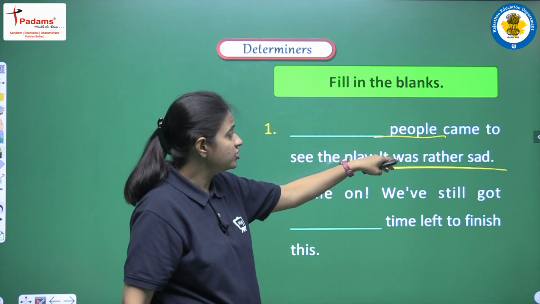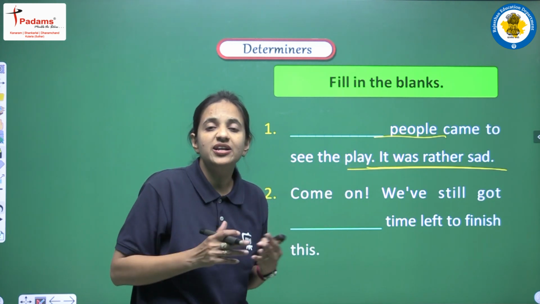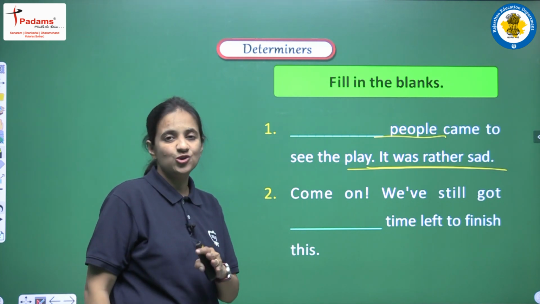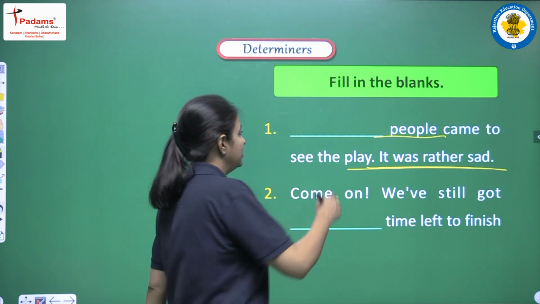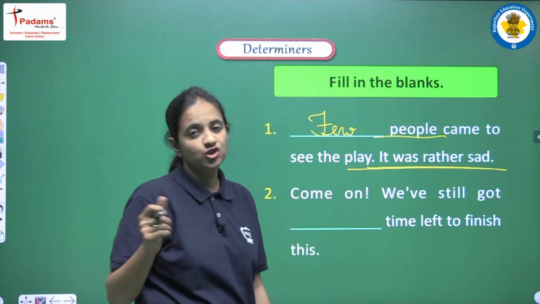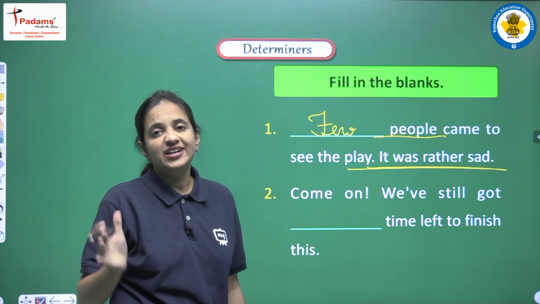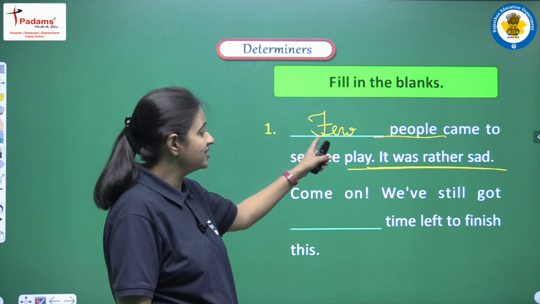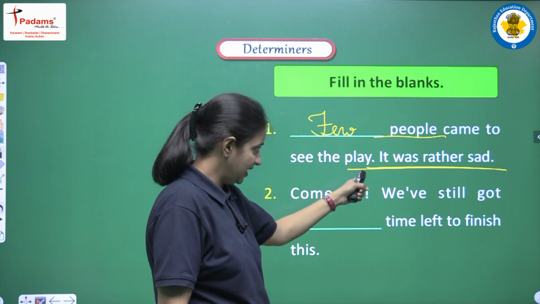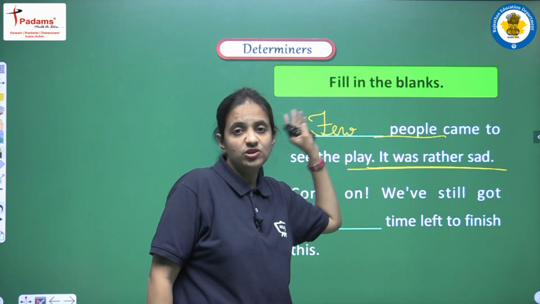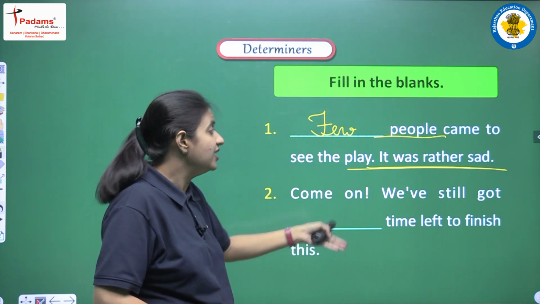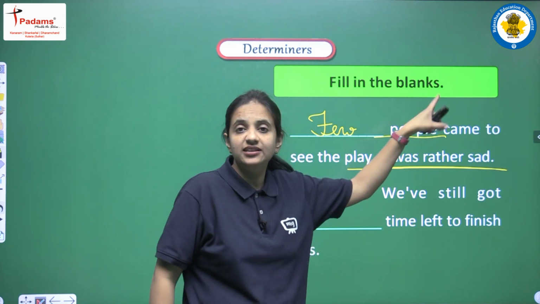Because there were so few people that we can say it was just like nothing. So when we try to show a very small quantity, at that time we have to use few, because it is a determiner that is used to show negativity, to create negative meaning in the sentence. So our answer will be few, and the complete sentence will be: few people came to see the play, it was rather sad. So actually very few, so few that we can say almost no people came, and this is the reason we are saying that it was rather sad.